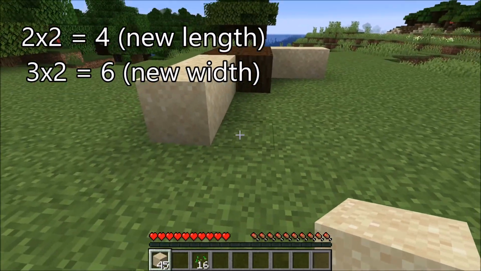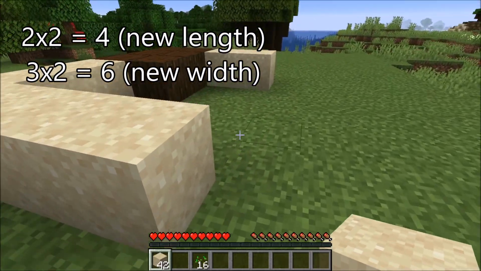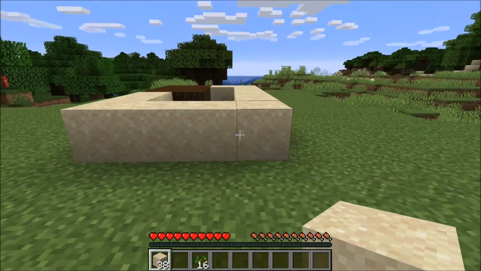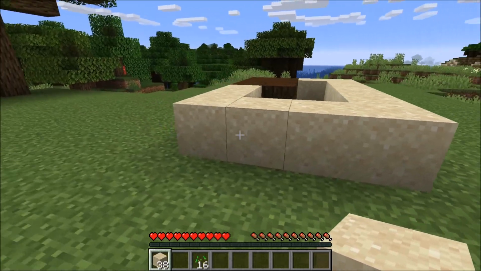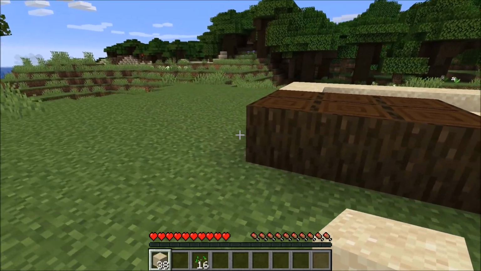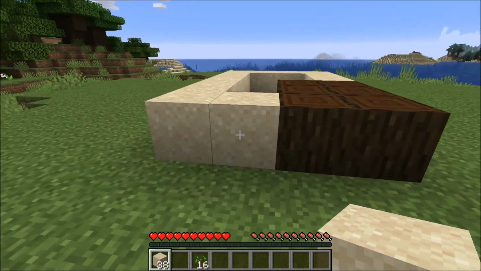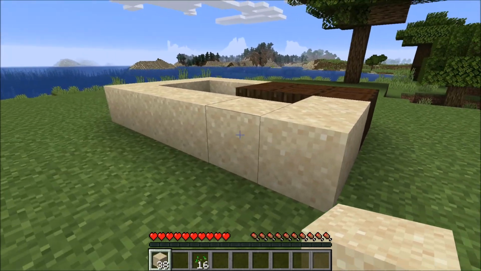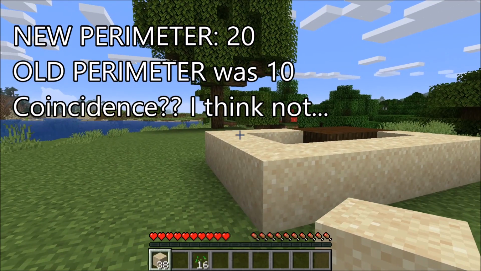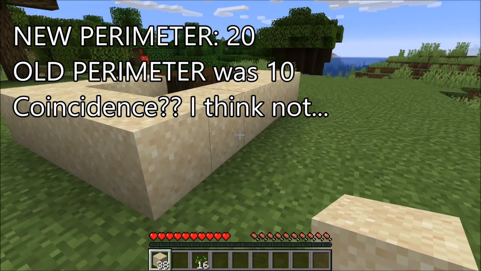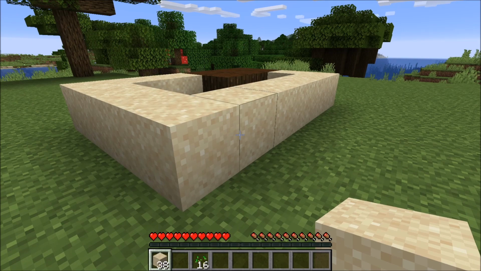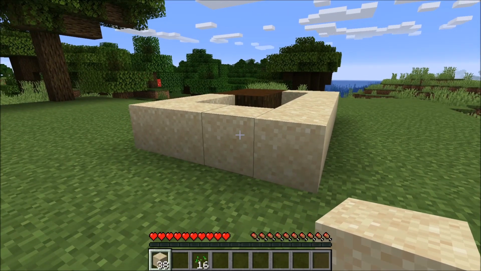So the first thing I want to do is let's actually construct the rest of this rectangle, and let's just start off by looking at the perimeter. So what we've got here is 1, 2, 3, 4, 5, 6, 7, 8, 9, 10, 11, 12, 13, 14, 15, 16, 17, 18, 19, 20. So what we've got is that the perimeter has actually doubled as we double each dimension. So it's gone from 10 being the original perimeter to 20 being the new perimeter. So that actually makes a lot of sense.